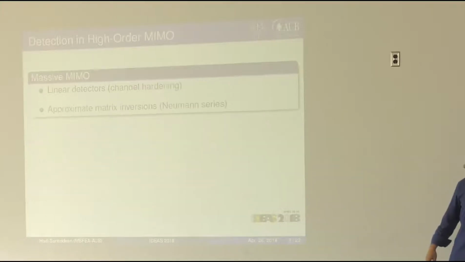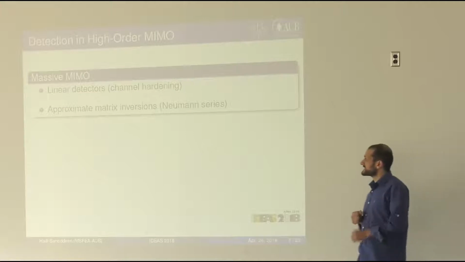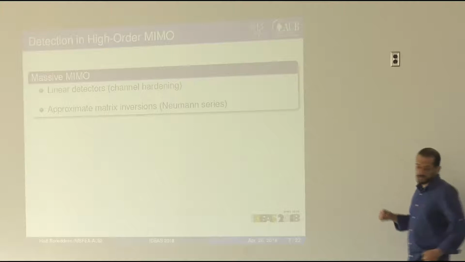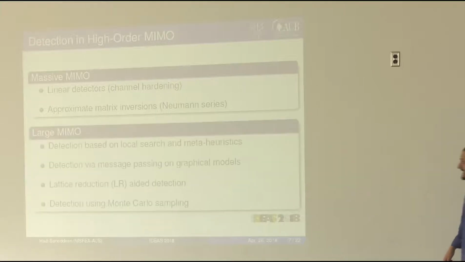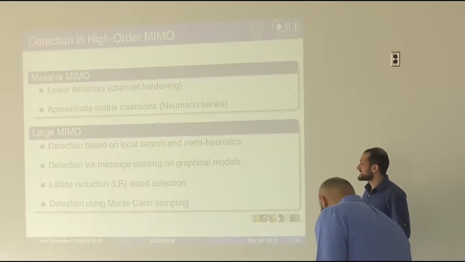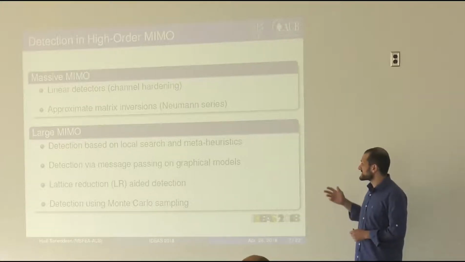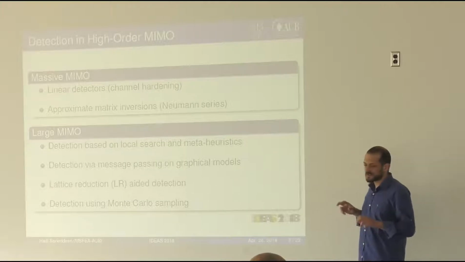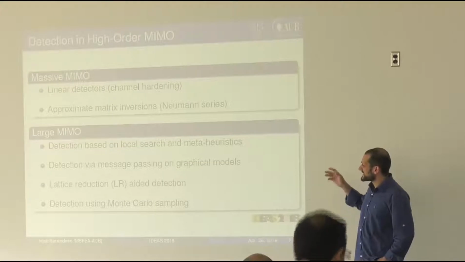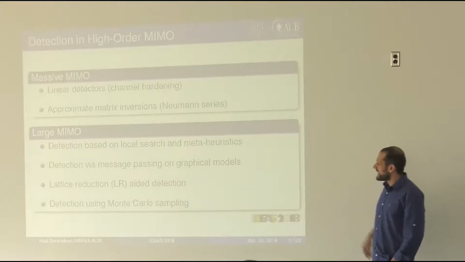we propose several detectors in our work. Now, for massive MIMO, as I previously said, linear detectors or linear processing schemes are sufficient even at very large dimensions. However, for large MIMO systems, this is not the case. So usually search-based schemes are applied, such as local search-based detection, and these are heuristic algorithms. We also have message passing algorithms and graphical models to mitigate this detection performance or complexity issue as well.